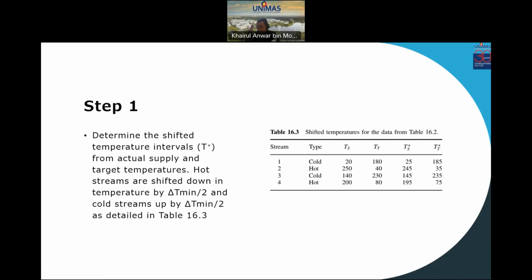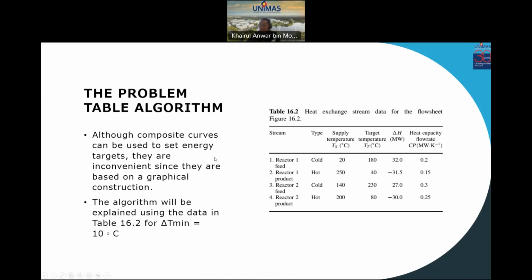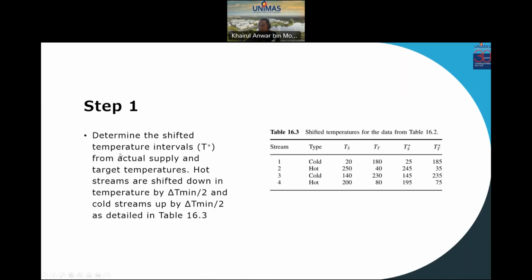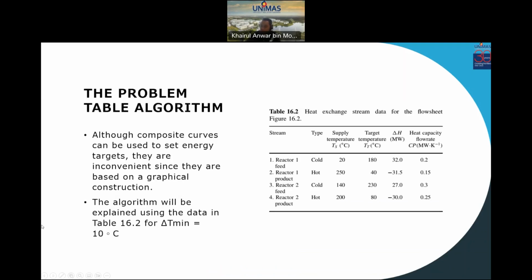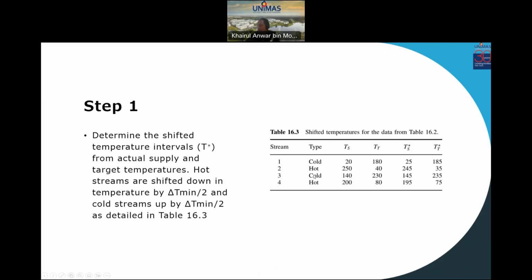So step 1, determine the shifted temperature interval. This is step 1 for the problem table algorithm. Determine the shifted temperature interval from actual supply and target temperature. Hot streams are shifted down in temperature by delta T min over 2, while cold streams are increased by delta T min over 2. So for TS, this is a cold stream. For cold, you increase 20 by 5 degrees C because our T min is 10, so 10 over 2 is 5. 35, 185. For hot, you subtract by 5. So 250 to 245, 40 to 35, and so on.